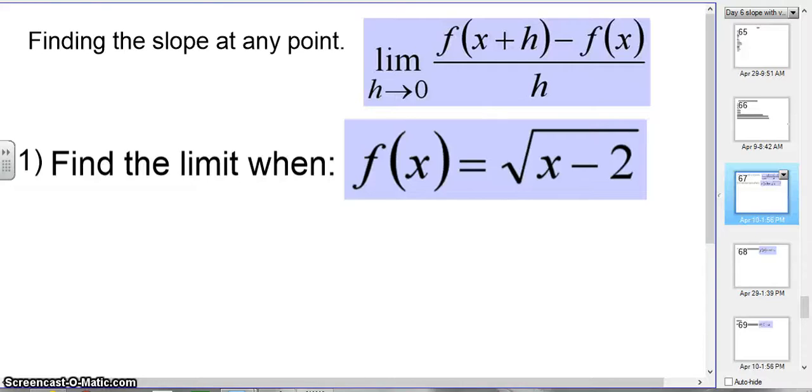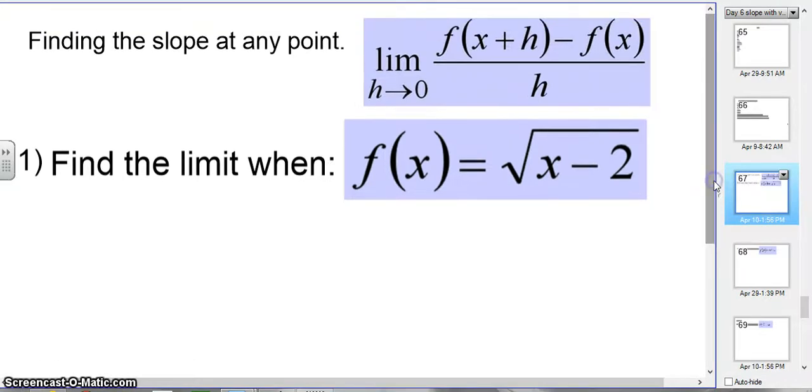Hi students, this is Miss Tomorrow, and we're going to continue on with what we did in our last video, except we're going to be finding the slope at any point. So we're using the same formula, and instead of finding the slope at a certain point, we're finding a formula to find the slope at any point. So we're going to use our limit formula, and we want to find the slope when f of x equals radical x minus 2.